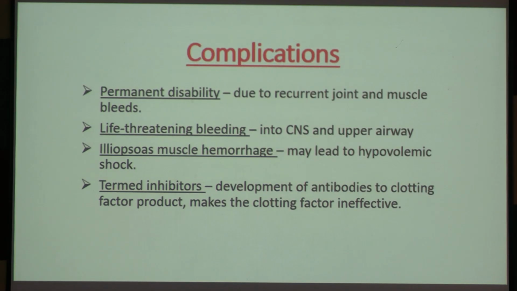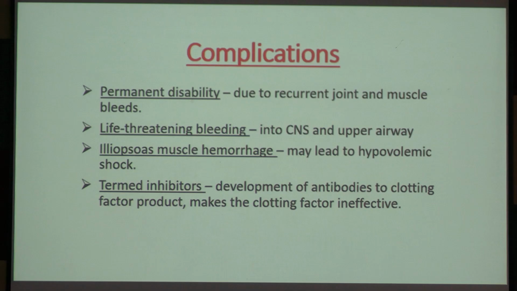What are the complications? Permanent disability due to recurrent joint and muscle bleeds. Then, if there is bleeding into the CNS or upper airway, that will be life threatening. Most severe muscle bleeding occurs in the iliopsoas muscle. Okay, the iliopsoas muscle can trap a large volume of blood. That's why a patient with iliopsoas muscle hemorrhage may go into hypovolemic shock.